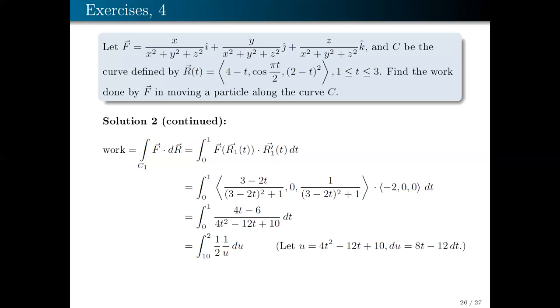And then for the rest, hopefully I could do some line jumping here and show you the final answer, which coincides with the one we obtained from solution 1. So that will be the work done by F along this curve by way of considering the line integral along C1.